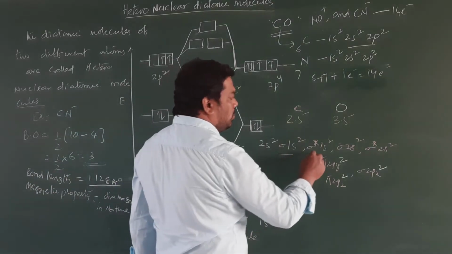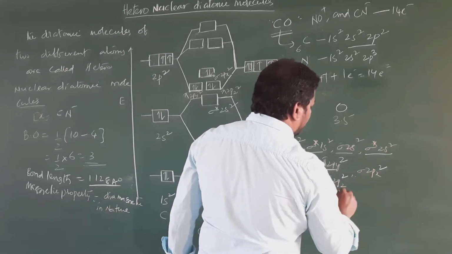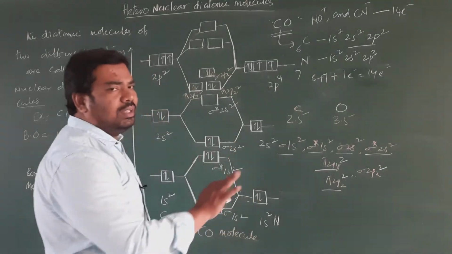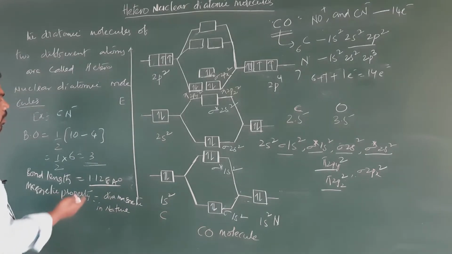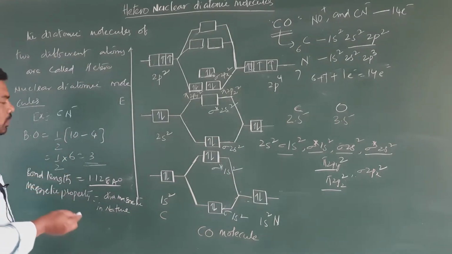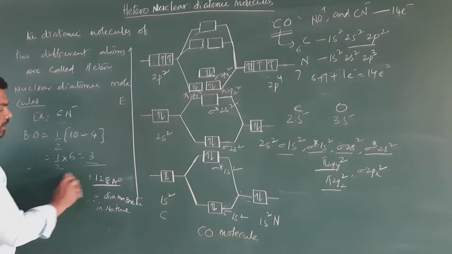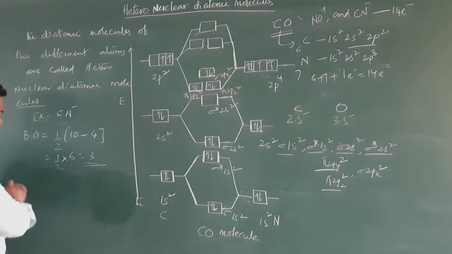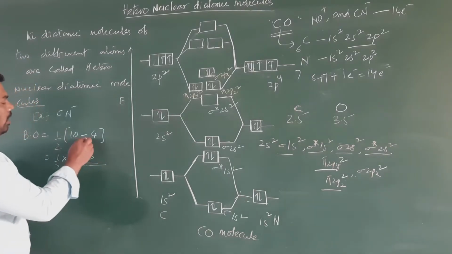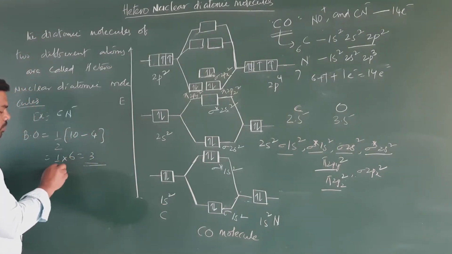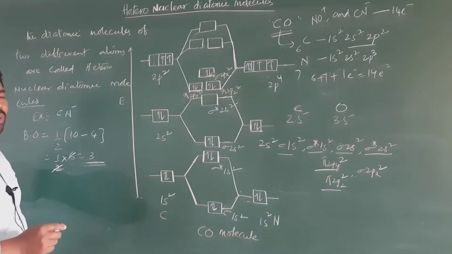Sigma 1s2, sigma star 1s2, sigma 2s2, sigma star 2s2, pi 2py2, pi 2pz2 and sigma 2px2. The energy order is the same. Okay, so isoelectronic means nothing but the bond order is also the same. That is 1 by 2 into 10 electrons in bonding molecular orbital minus 4 electrons in anti-bonding molecular orbital. So 10 minus 4 is equal to 6, 6 by 2 is 3. So the bond order is 3. So CN minus molecule bond order is 3.